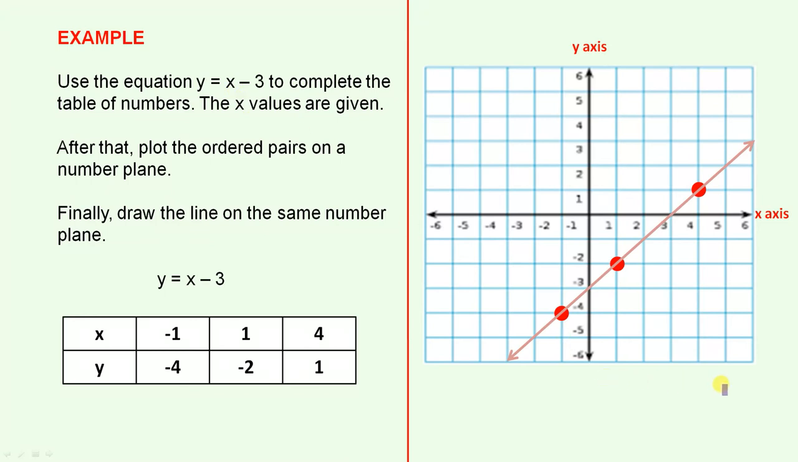So this video has introduced a simple idea of showing the relationships between x and y on a number plane, and we've seen very clearly how we can use 4 different ways to actually show that relationship.